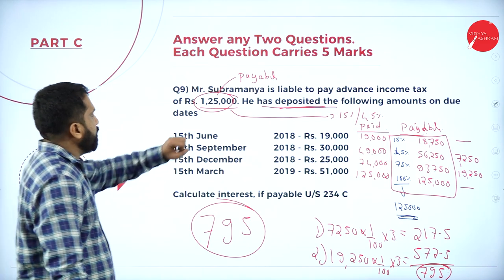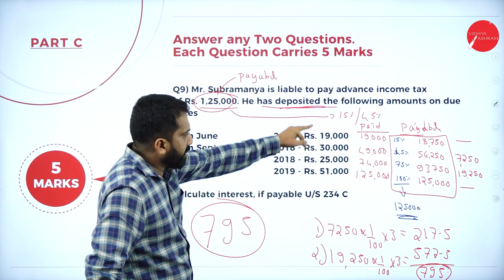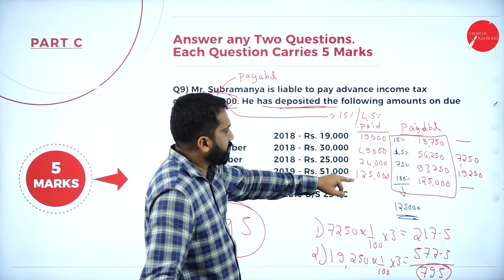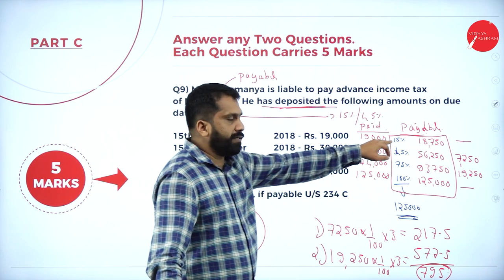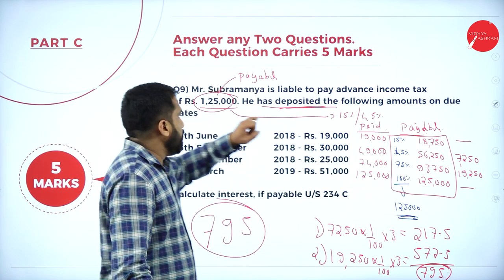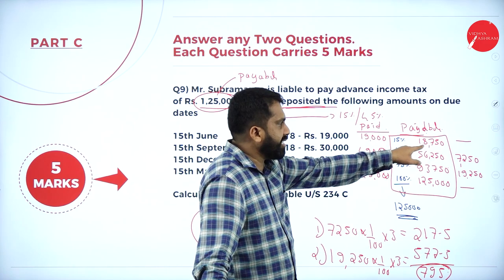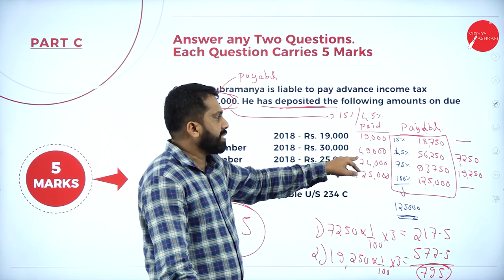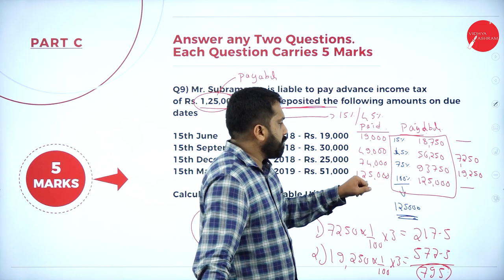Again, I'll explain briefly. 1,25,000 is your tax amount. You already paid 19, 30, 25, 51. We don't want it like this. We want cumulative. How do you do cumulative? 19 plus 30, 49, plus 25, 74, plus 51, 1,25,000. These are the amounts you paid. What is payable? You know the percentage on 1,25,000: 15%, 45%, 75%, 100%. If you calculate, you will get these money values. You should compare whether you paid this much or less. First installment, out of 18,750, you paid more. Second, out of 56, you paid less. Pay interest. Out of 93, you paid only 74, pay interest. Out of 125, you paid full, no interest.